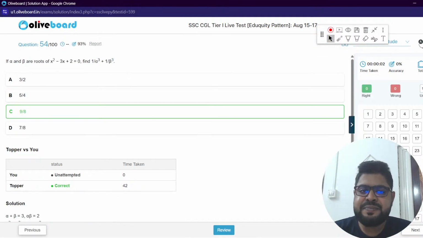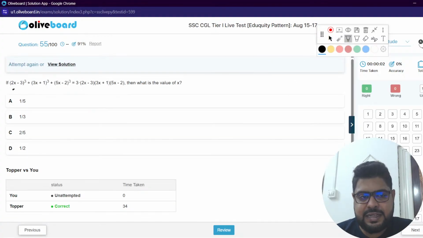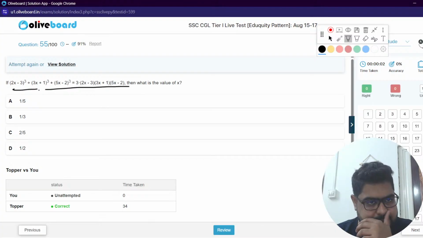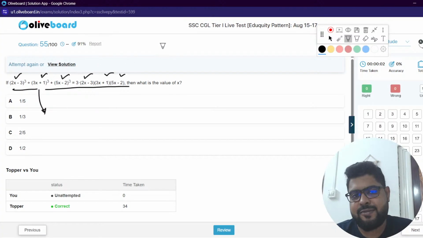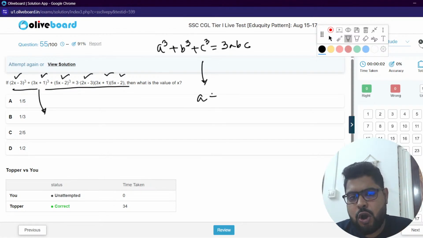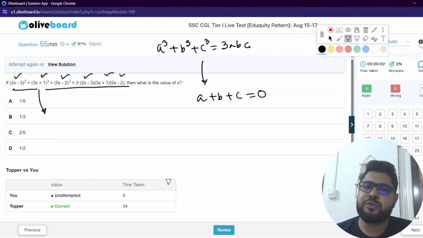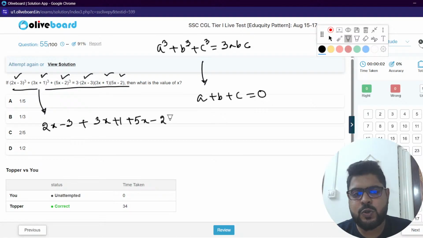Okay, done with this one. Next one. This question technically: a cube plus b cube plus c cube equal to 3abc. If this happens, there are two conclusions actually. The most common conclusion is a plus b plus c is 0. So a is 2x minus 3, b is 3x plus 1, c is 5x minus 2. That should be 0.